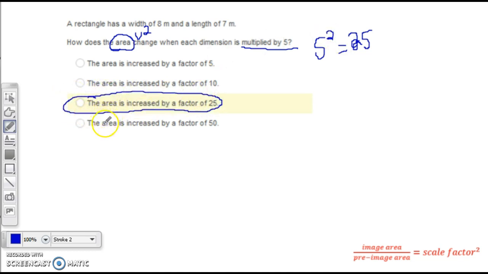So to be successful on these, you really just need to remember your units and what power that unit gets raised to, and then you can pretty much go from there.